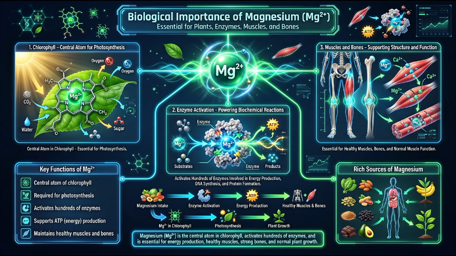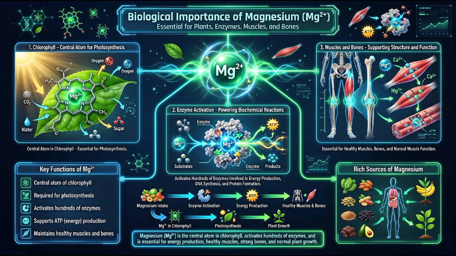Without magnesium, chlorophyll molecules could not function properly. Photosynthesis would stop, plants would be unable to produce food, and the oxygen supply essential for most life on Earth would be severely affected. This makes magnesium one of the most important elements for sustaining ecosystems and maintaining life on our planet. Another extremely important role of magnesium is enzyme activation.